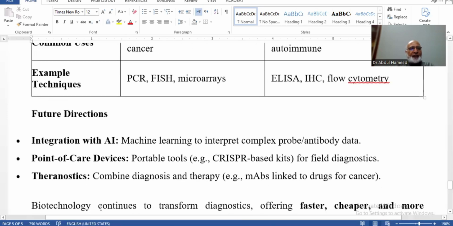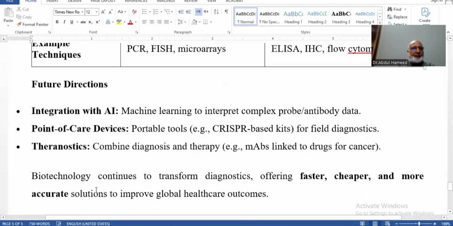Future directions: integration with AI. This is important. Machine learning to interpret complex probe and antibody data, so detection will be easier and more precise. Point-of-care devices, portable devices, for example CRISPR technology will be used in certain kits to get the idea in the field. For example, no need to go to diagnostic labs, just collect samples and get the diagnosis.